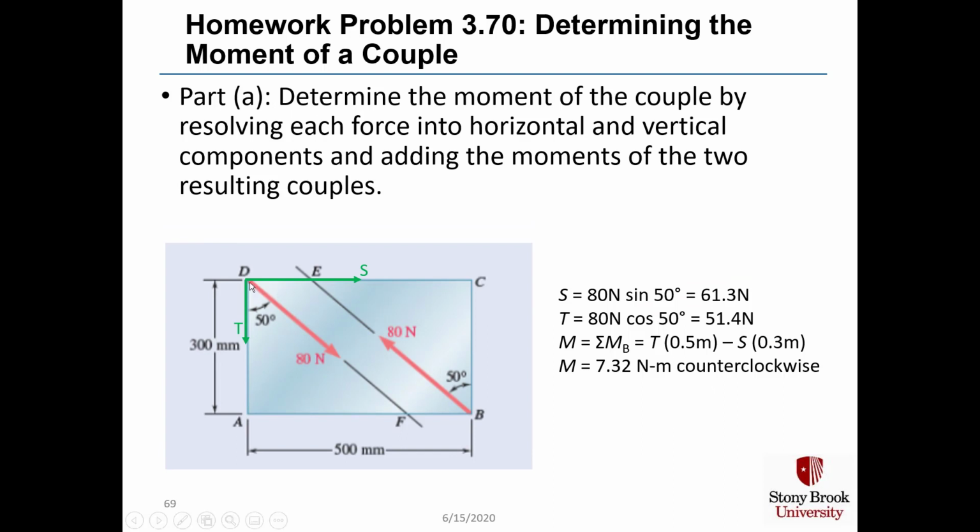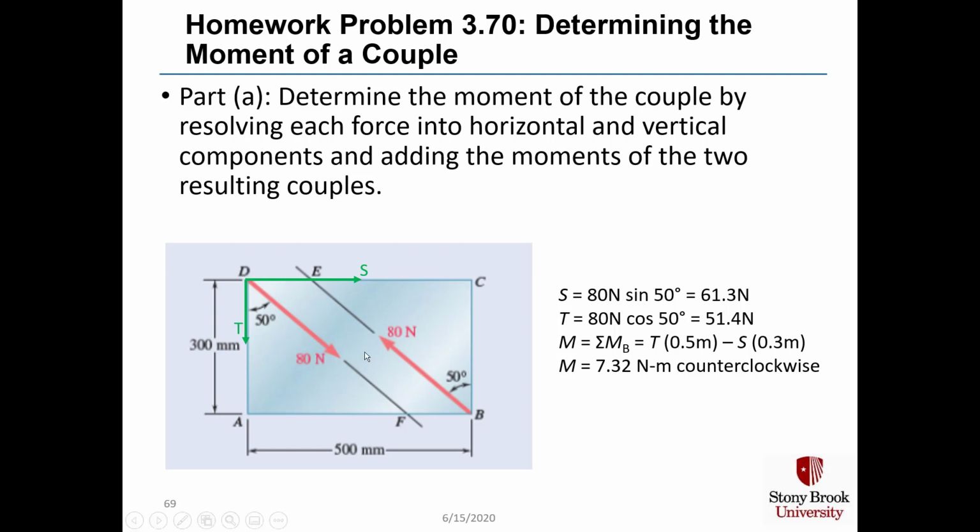We'll take this 80-Newton force on the left and resolve it into horizontal component S and vertical component T. S equals 80 newtons times the sine of 50 degrees, which equals 61.3 newtons. T going down equals 80 newtons times cosine of 50 degrees, and that equals 51.4 newtons.